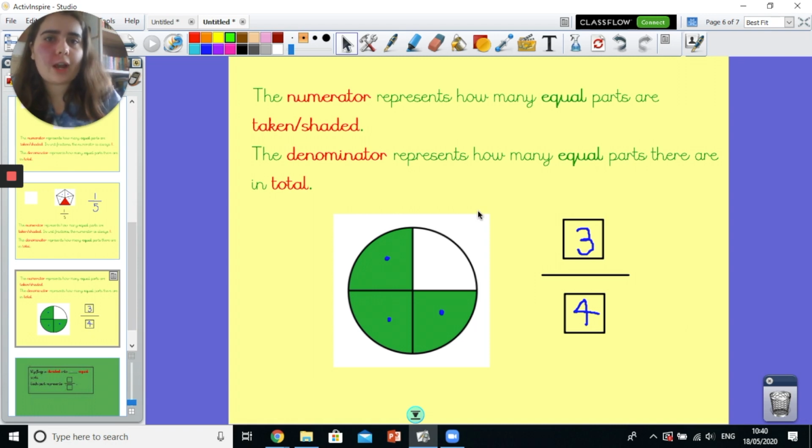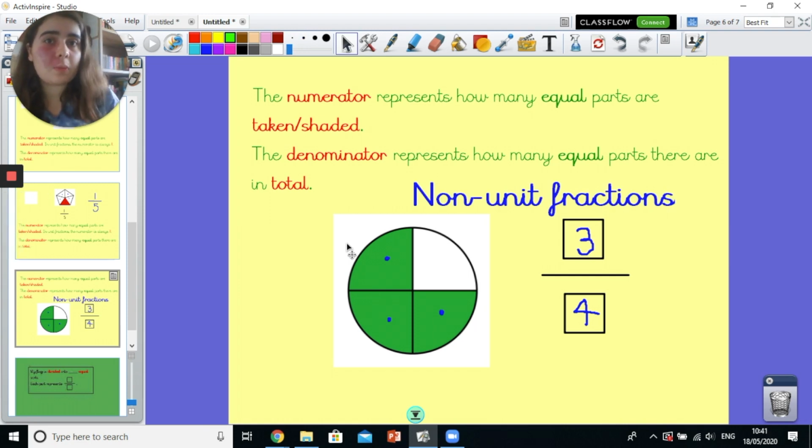So if fractions where the numerator is always 1 are called unit fractions, what do you think this kind of fraction might be called? Fractions where the numerator is more than 1 are called non-unit fractions. Did you guess it? Have a house point if you did.